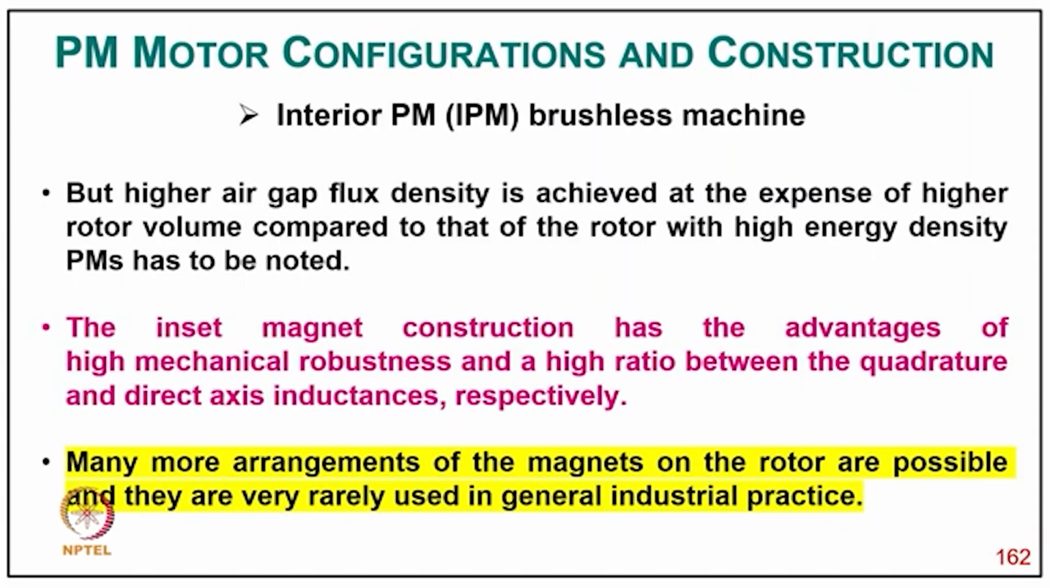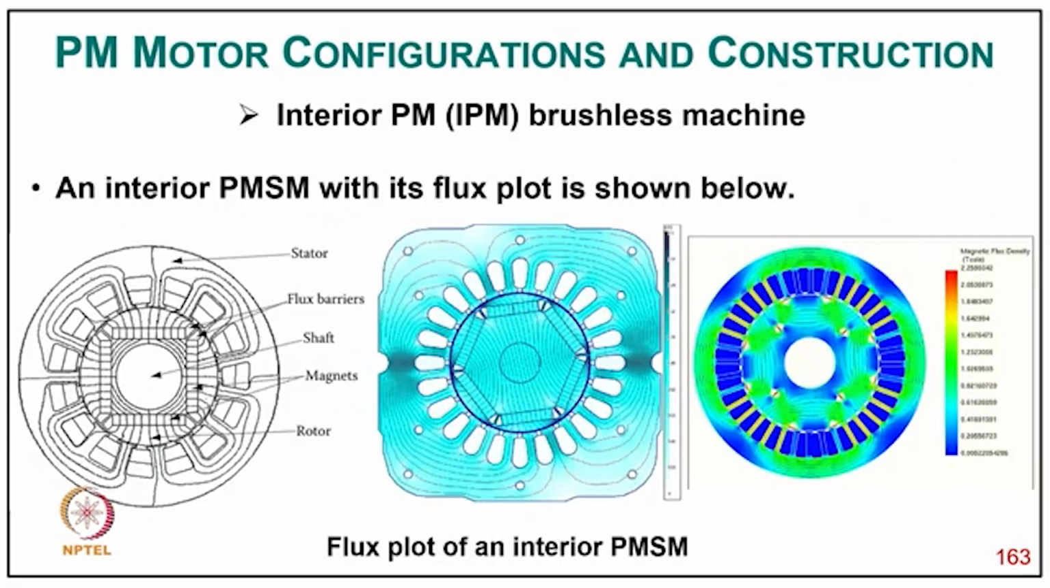And the insert magnet construction has the advantage of high mechanical robustness and high ratio between the quadrature and direct axis inductance. Many more arrangements of magnets on the rotor are possible, but they are rarely used generally in industrial practice.